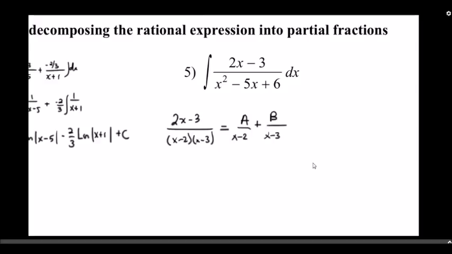And as with the last problem, you would multiply the entire equation by the lowest common denominator, which results in the equation in a more simple form, or a form without fractions. 2x minus 3 equals a times x minus 3 plus b times x minus 2.